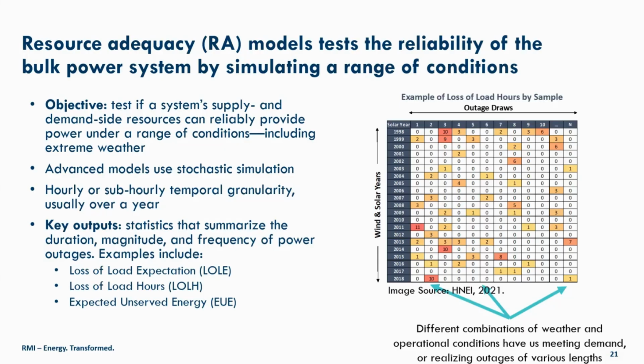And here are some of the metrics: loss of load expectation, or LOLE, loss of load hours, LOLH, and expected unserved energy. There's lots of development on how to best characterize these resource adequacy statistics.